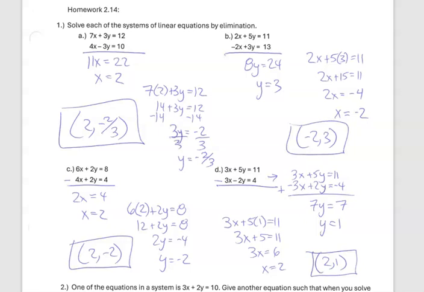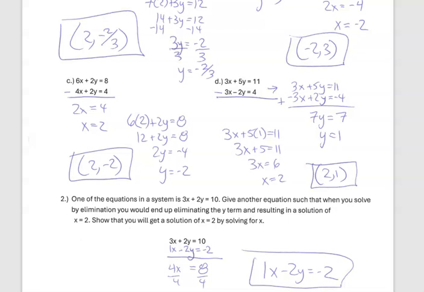On part B, once again, they are opposites, a 2 and a negative 2, so you can add these two equations together. And when you do that, you end up getting 8y equals 24, so y equals 3. Substitute the 3 back in to either one of the equations, and you end up getting negative 2 for x.